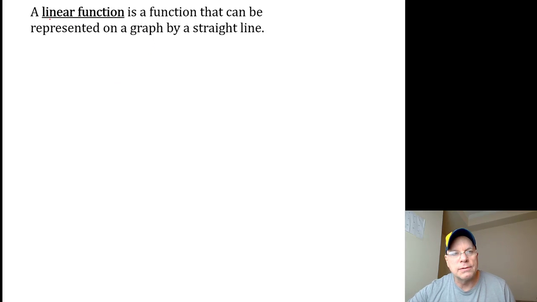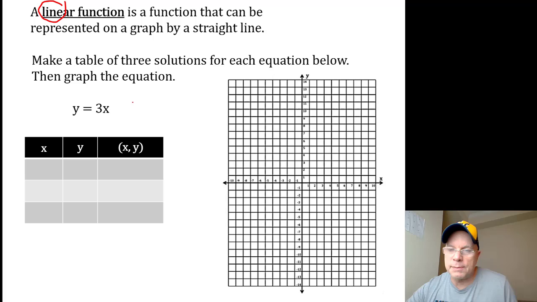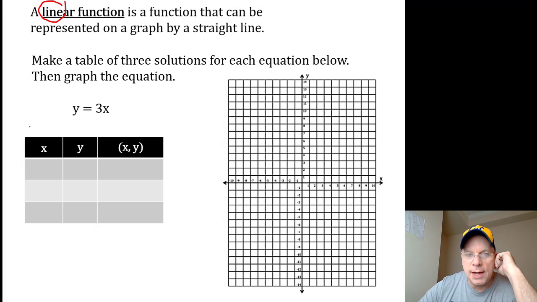A linear function is a function that can be represented on a graph by a straight line. So there's many different graphs that would be functions. The ones that look like straight lines are linear. And that makes sense because it's got the word line in it, linear. It's got the word line right there. This is more like what you're going to be doing on the assignment.